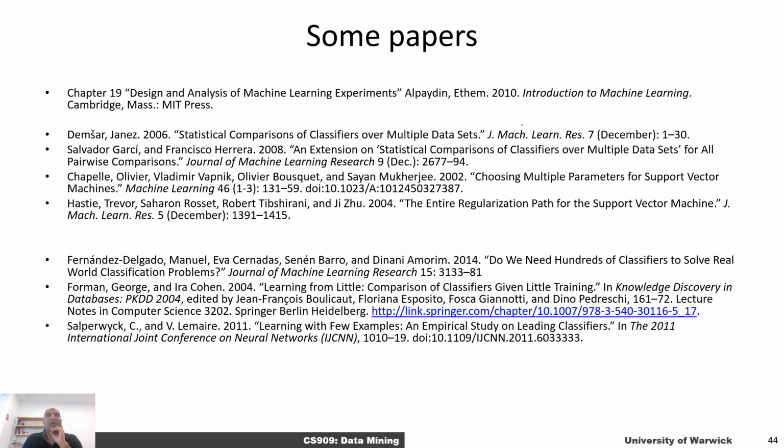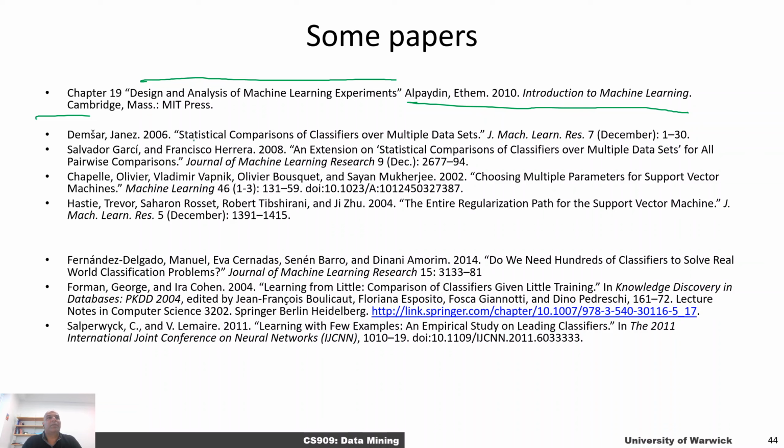There's a really good chapter in the Introduction to Machine Learning book, which is called Design and Analysis of Machine Learning Experiments. I really welcome you to go ahead and read that. And then there are some really good papers that I want you to go through if you have the time, but these are optional. So you don't have to go through these, but they are going to really help you understand these concepts in a bit more detail.